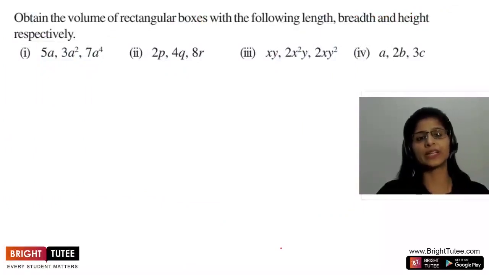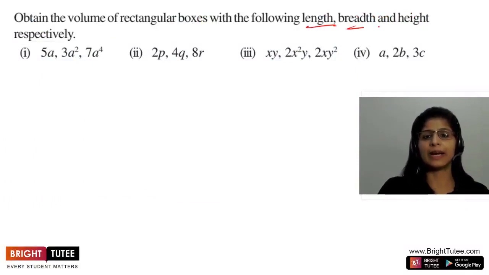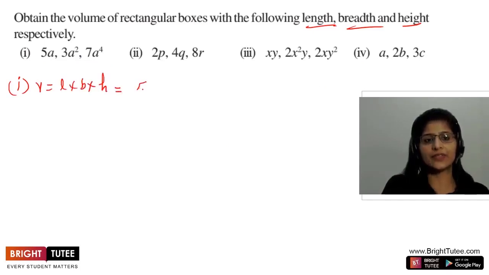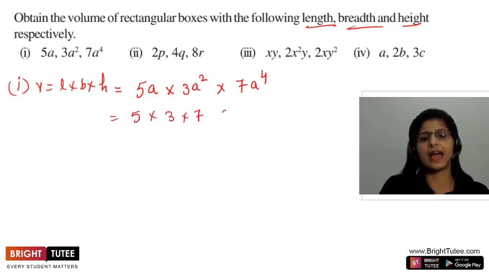Here we have to obtain the volume of rectangular boxes with the length, breadth and height given to us. So in the first one, what is the volume? You know it is length into breadth into height. The length is 5a, the breadth is 3a square and the height is 7a to the power 4. You will multiply 5, 3 and 7, and you will multiply a square and a to the power 4.